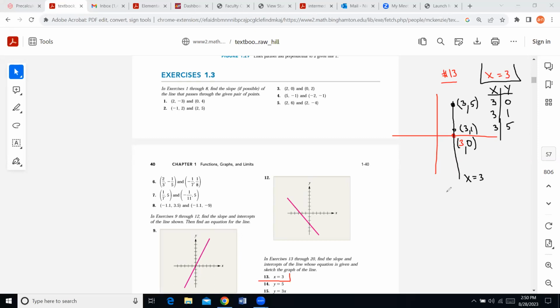y equals 5, exercise number 14, is an analogous looking equation with only one variable letter, y. And this is 5, so it's going to be passing on the y-axis through (0, 5) and will be a horizontal line. Sometimes people say this is a line with 0 slope.